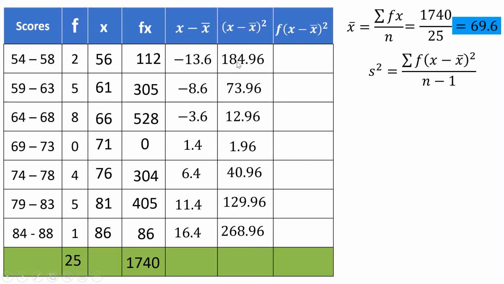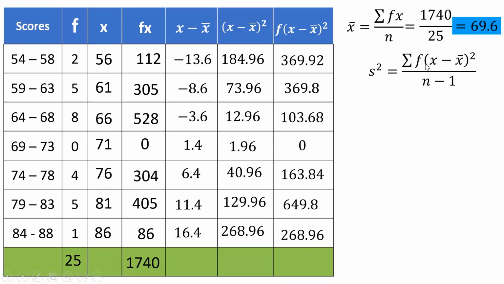Next thing that we're going to do is multiply this by the frequency. So that is 184.96 times 2, which is equal to 369.92. 73.96 times 5, that is 369.8. 12.96 times 8, that is 103.68. 1.96 times 0, that is 0. 40.96 times 4, that is 163.84. 129.96 times 5, that is 649.8. And 268.96 times 1, that is 268.96.